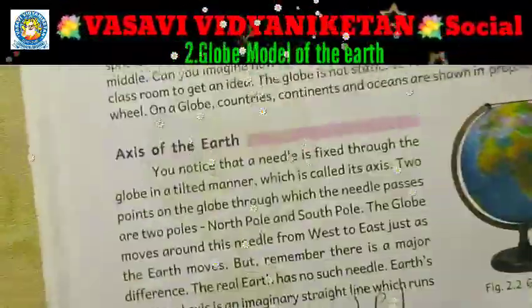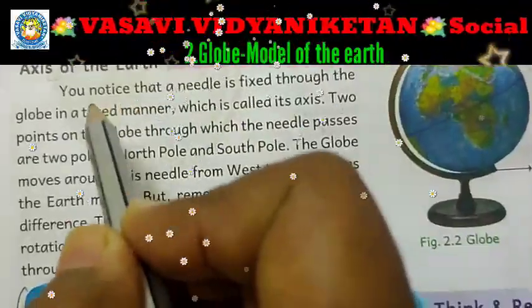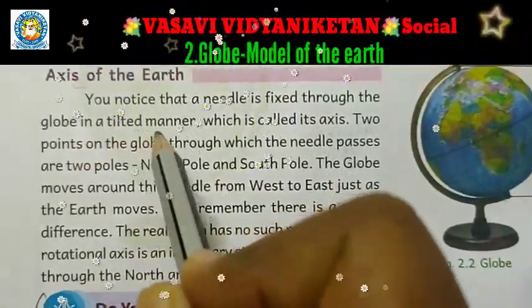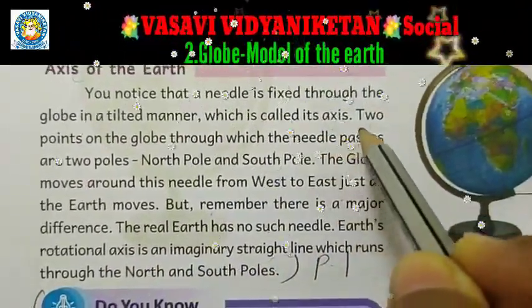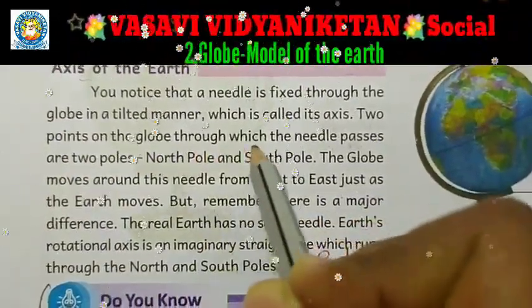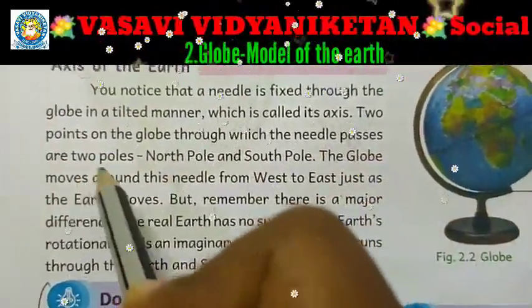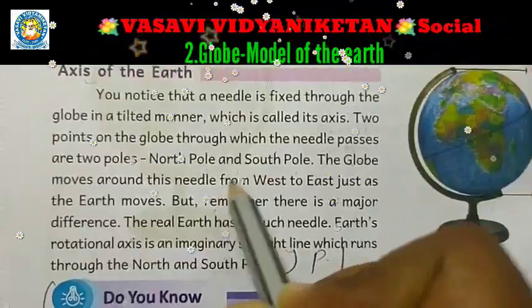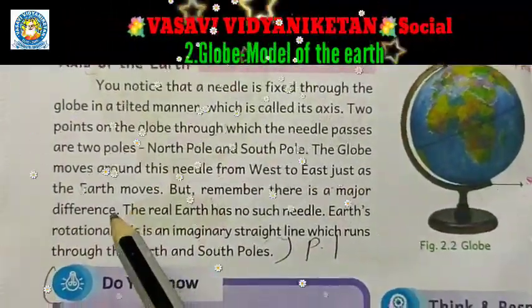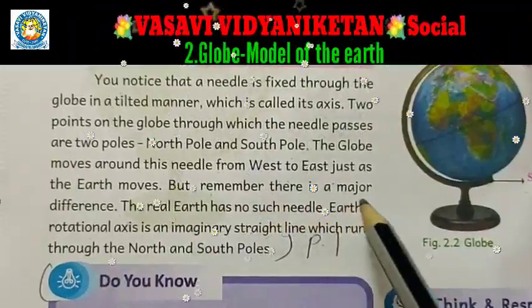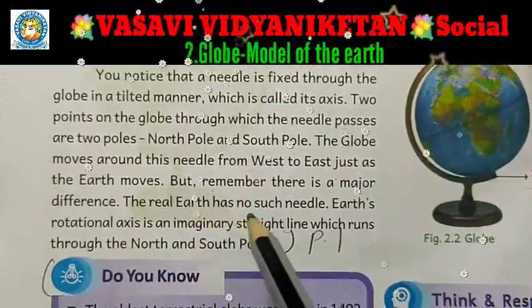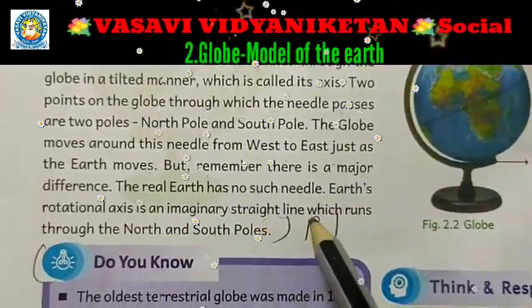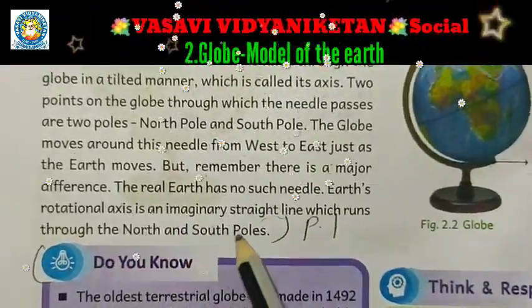Axis of the earth. You notice that a needle is fixed through the globe in a tilted manner, which is called its axis. The two points on the globe through which the needle passes are two poles, North Pole and South Pole. The globe moves around this needle from west to east, just as the earth moves. But remember, there is a major difference. The real earth has no such needle. Earth's rotational axis is an imaginary straight line which runs through the north and south poles.